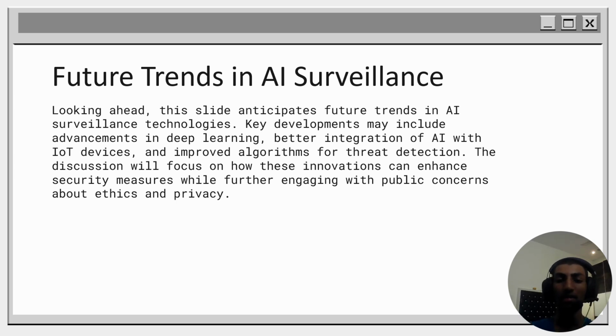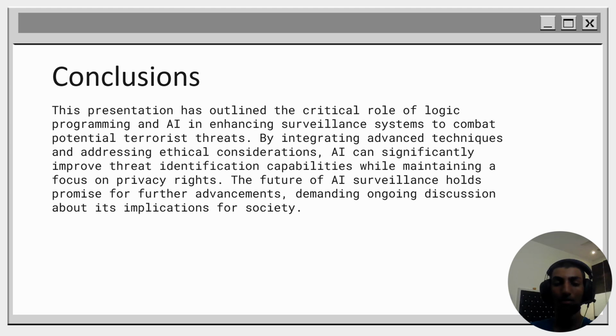Looking ahead, this slide anticipates future trends in AI surveillance technologies. Key developments may include advancements in deep learning, better integration of AI with IoT devices, and improved algorithms for threat detection. The discussion will focus on how the innovation can enhance security measures while further engaging with public concerns about ethics and privacy.